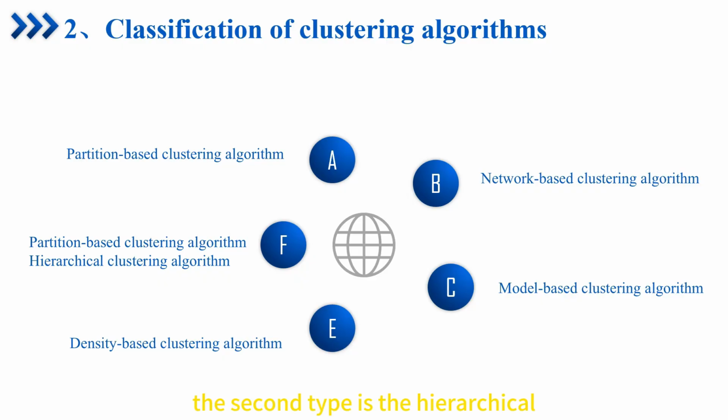The second type is hierarchical clustering algorithm. It computes the similarities or distance between each data point and gradually groups similar data points into a hierarchical clustering tree until all data points are classified. The common examples include agglomerative and divisive hierarchical clustering.